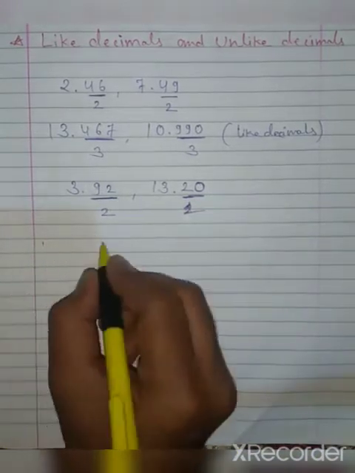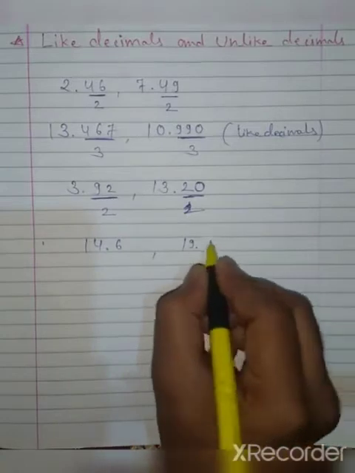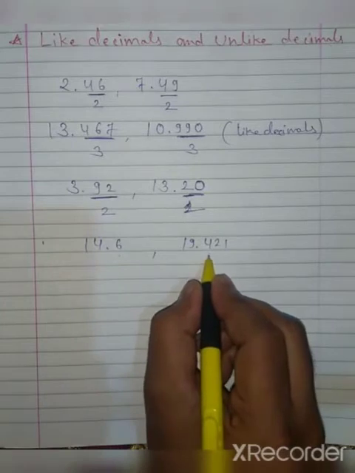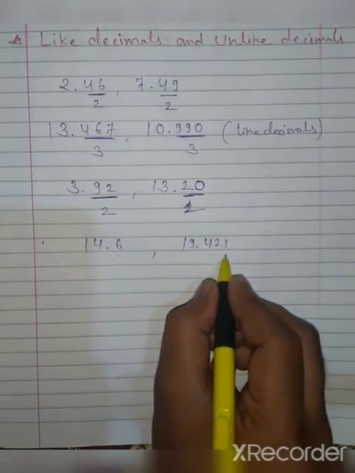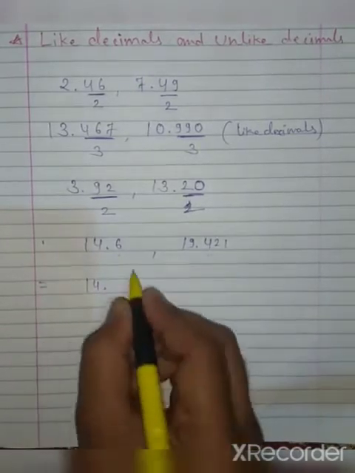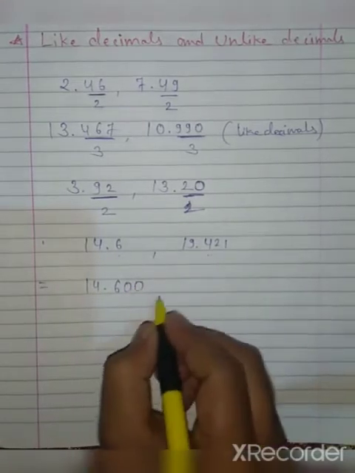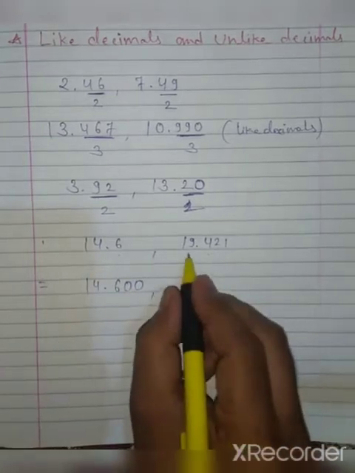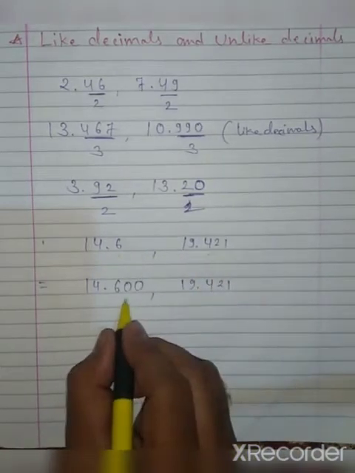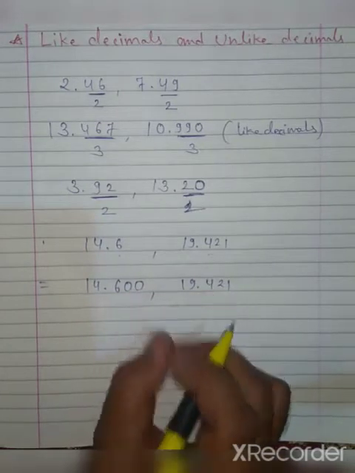Let's take another example, 14.6 and 19.421. Here you can see the decimal place is 1, and here it is 3. There are 3 decimal places, but here only 1. So if you want to convert into like decimals, 14.6, now we will include 0 here, 0 0, because the value will not change, and 19.421. These are unlike decimals, and now by including 0 you are getting like decimals.